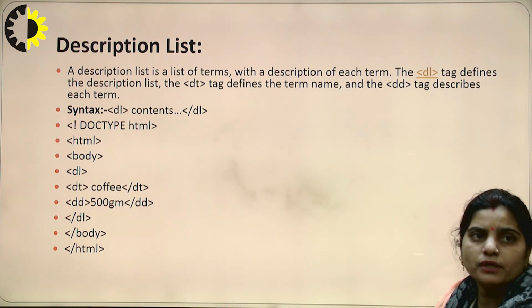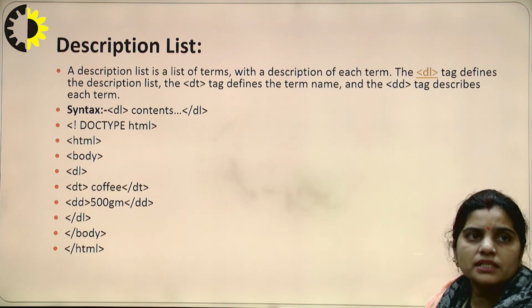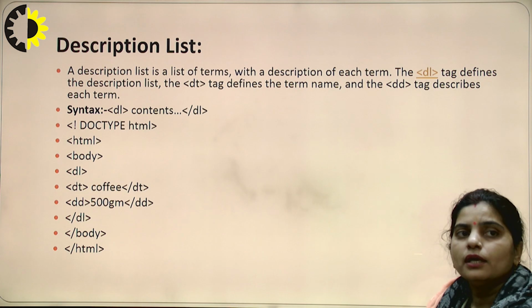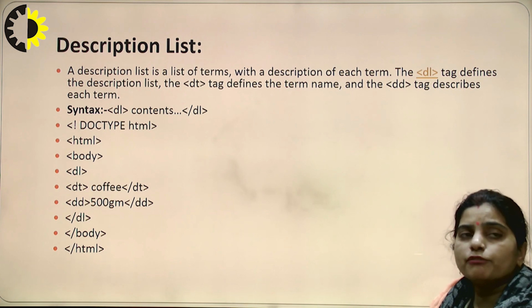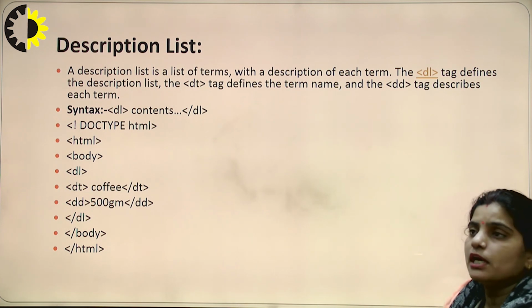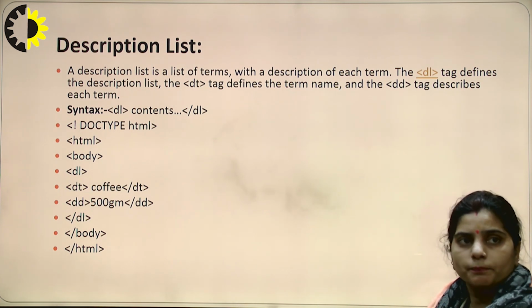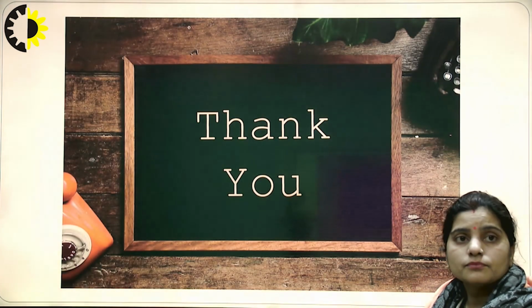So here the definition term is coffee, and after that DD describes each term. So the data definition describes the coffee, that the quantity of the coffee is 500 gram. After that we close the definition list. So basically a definition list is a list of terms which describes each term. Thank you.